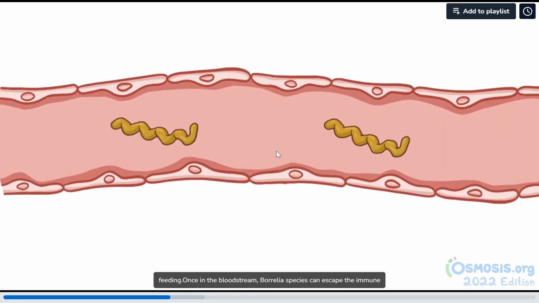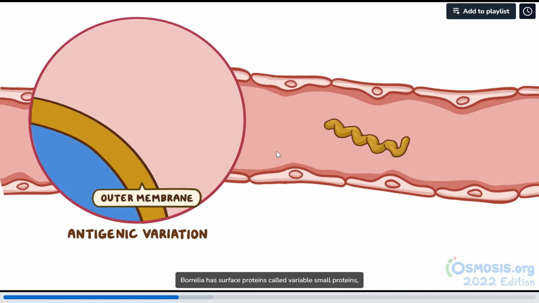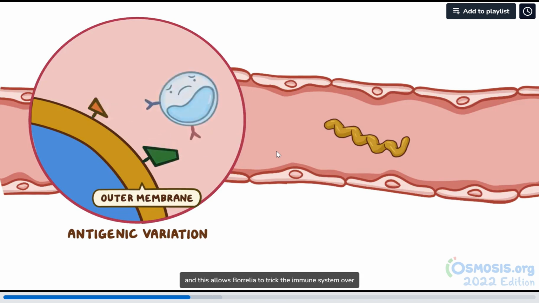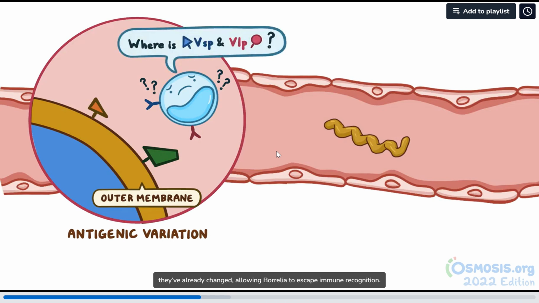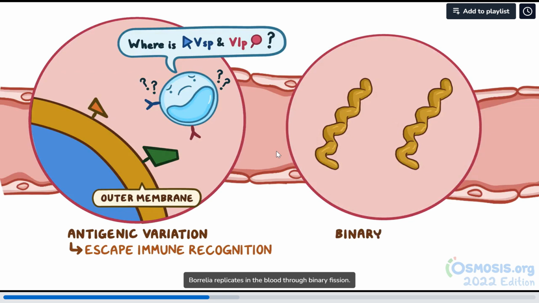Once in the bloodstream, Borrelia species can escape the immune system through antigenic variation. Okay, so the outer membrane of Borrelia has surface proteins called variable small proteins, or VSP, and variable large proteins, or VLP. These surface proteins are constantly changing, and this allows Borrelia to trick the immune system over and over again. So, by the time the immune system has developed antibodies against VSP or VLP, they've already changed, allowing Borrelia to escape immune recognition. Once it's safe from immune destruction, Borrelia replicates in the blood through binary fission.